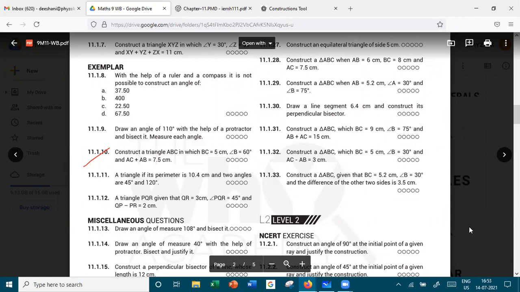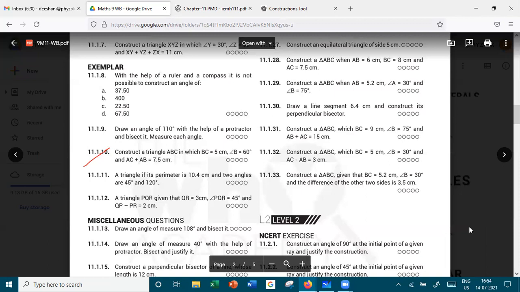Ma'am, I got first length as 7.5 and the second length as 5.5. Okay, this is for the previous question. No, ma'am, this one, the 10th one. Ma'am, it is impossible because AC plus AB is 7.5, so how can one length be 7.5? It might be for the previous question. Aryan, I think you're telling me for the previous one, not this one. Yes, ma'am, the one with 13 centimeter.